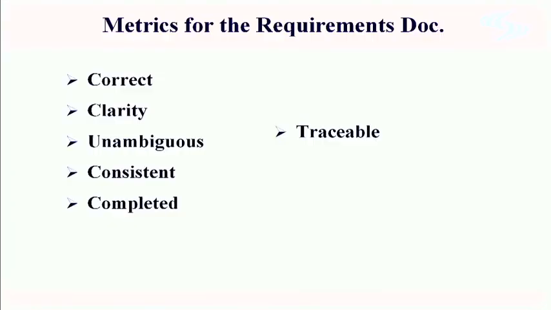Traceable. Just like completed, the requirements documentation should be based on the requirements records. And there should not be any requirements in the requirements documentation that have not been recorded in the requirements records. That means if an issue has not been discussed between the developers and the client users, it should not be inside the requirement documentation. So that means traceable.